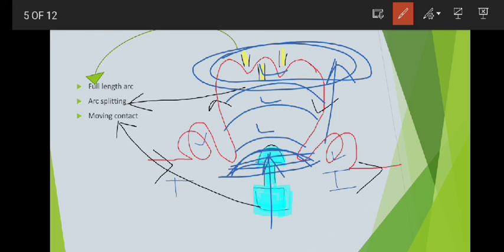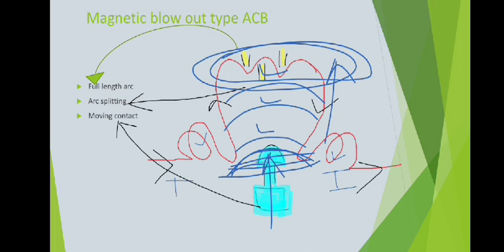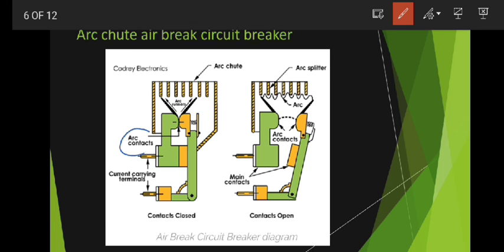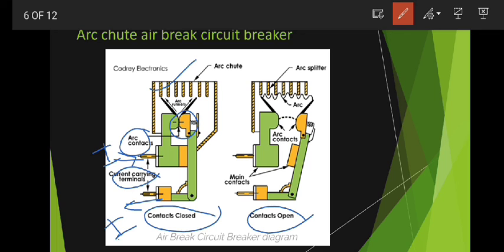And now let's see the other type, that is the air arc chute type circuit breaker. Here the arc contact will be there. Those are the arc contacts, and those are the current carrying terminals, two terminals, the input terminal and the output terminal. Here I amount of current will flow and I amount of current will be output. There is the contact closed figure, and that is the contact open figure.